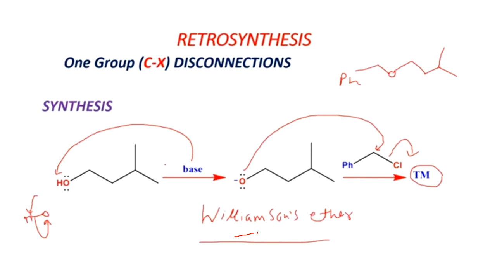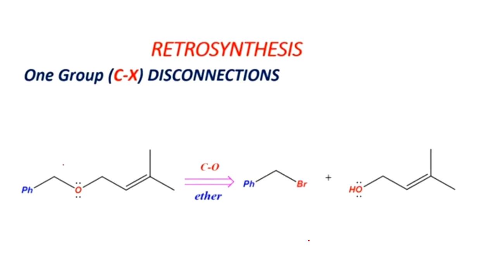This total reaction is called Williamson's ether synthesis. This is what we study when studying the Williamson's ether synthesis. So this is another example of retrosynthesis analysis. In this case we are doing a fragmentation here in such a way that we get a stable compound.